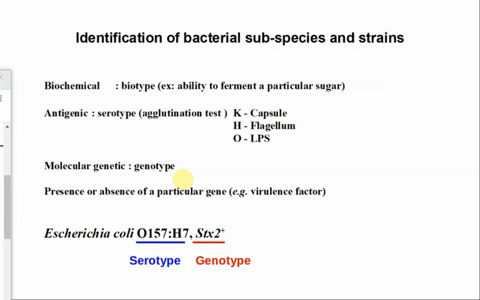So your Escherichia coli, this is a species level identification, O157:H7, so that's its serotype, right? And then it carries the stx2 gene. So this is Shiga toxin 2. And that's the genotype. So genotype, it's always written in italics, okay? So those are the techniques used for subspecies identification.